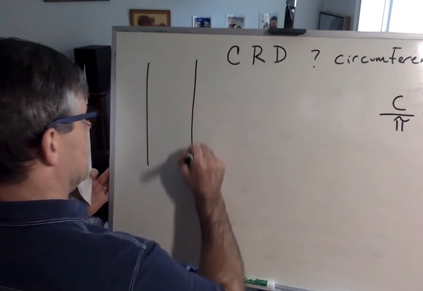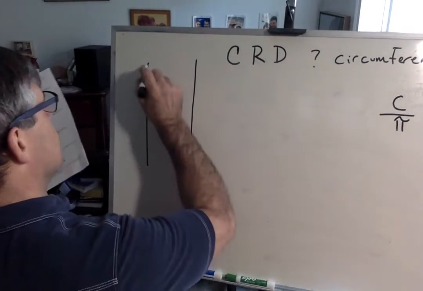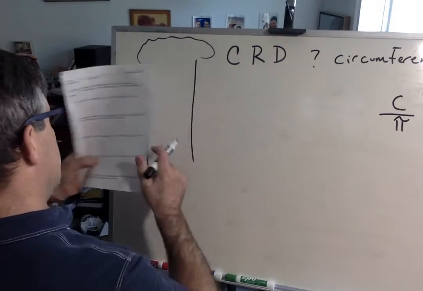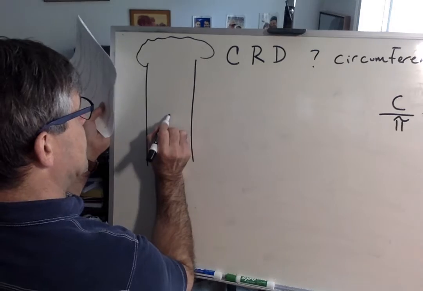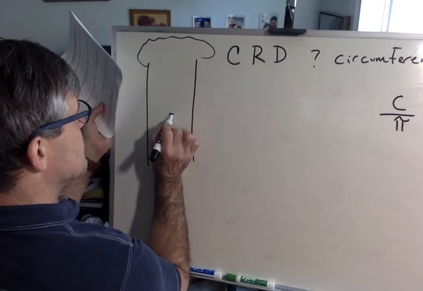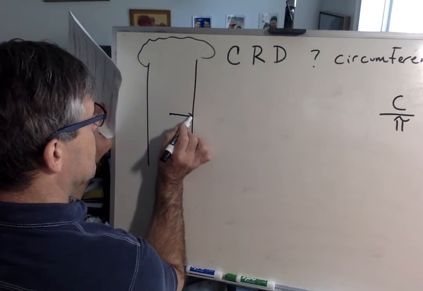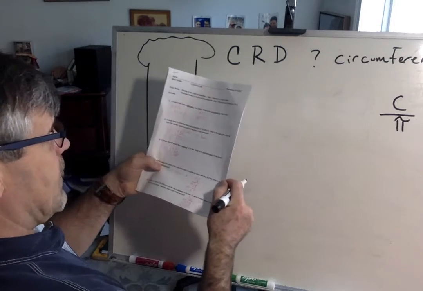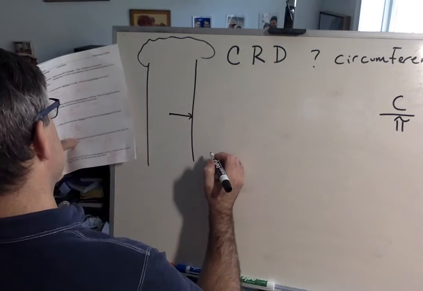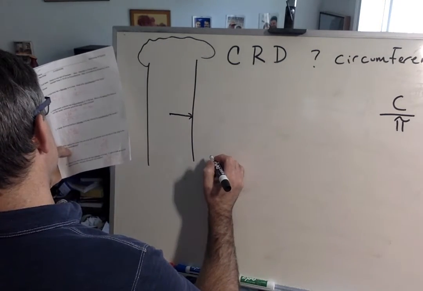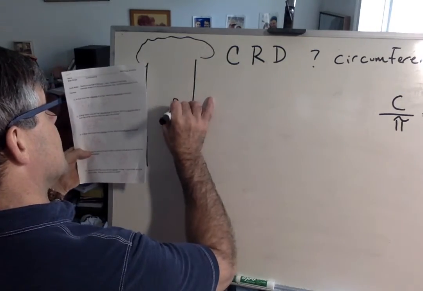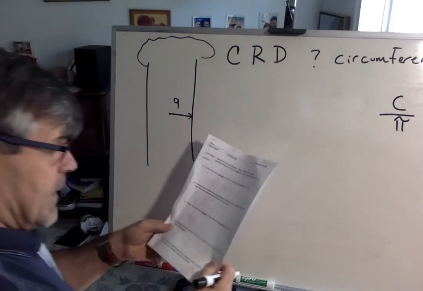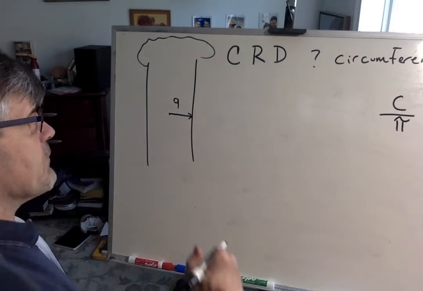So what we're going to do is, we have a tree. Here's a big old tree. On the center of the tree to its bark, from here, the center of the tree to its bark, is 9 feet. That's a very big tree. What is the tree circumference?